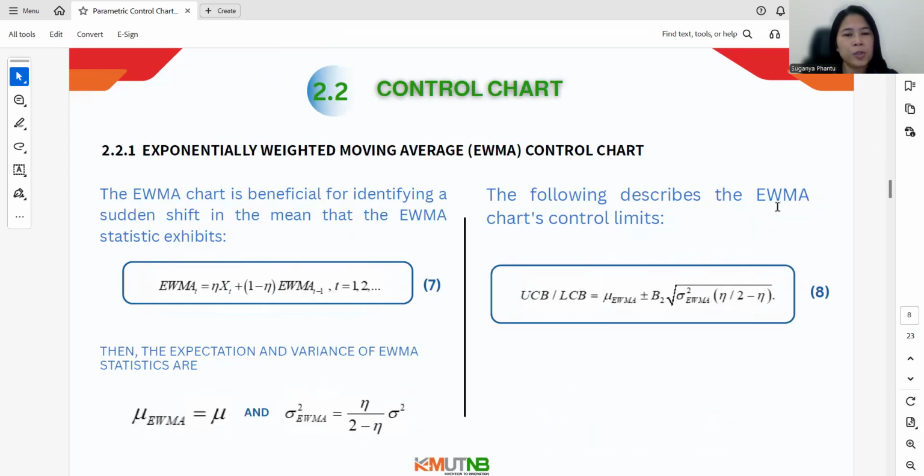The first control chart is the EWMA chart, or exponentially weighted moving average chart. The EWMA statistic gives more weight to recent observations while still retaining information from previous data. This makes EWMA very useful for detecting small and moderate shifts in the process mean. The chart signals an out-of-control condition when the statistic exceeds the upper or lower control limits.